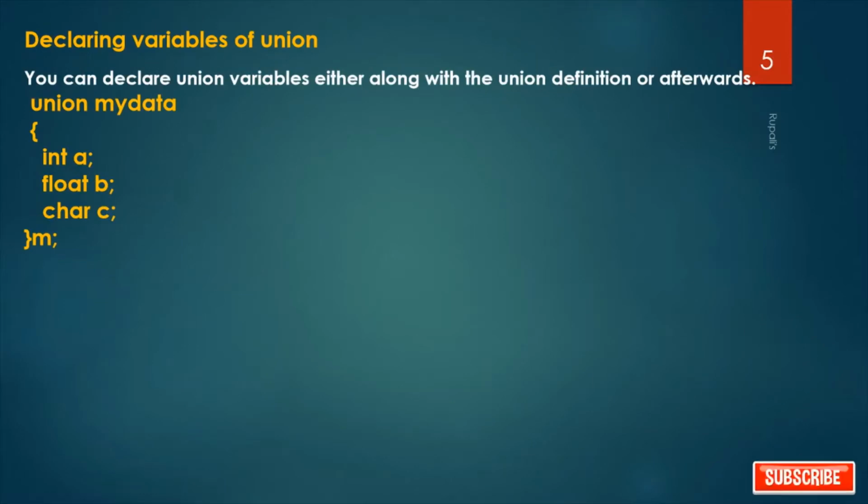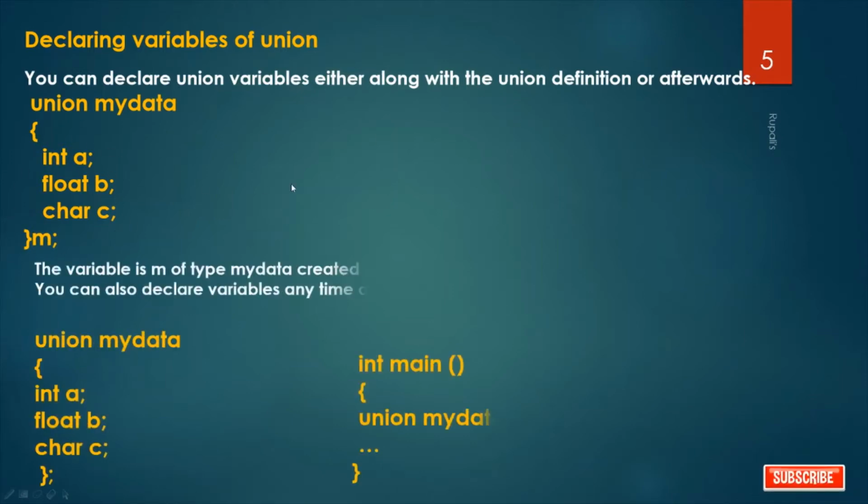Declaring variables of union. How can you declare union variables? You can declare union variables either along with the union definition or afterward. Means first you have to write the union keyword, then the union name. Our name is my data. Then the member variables: int a, float b, char c, in this way, and then the variable of my data union. So you can declare either along with the union definition, or you can declare afterwards.